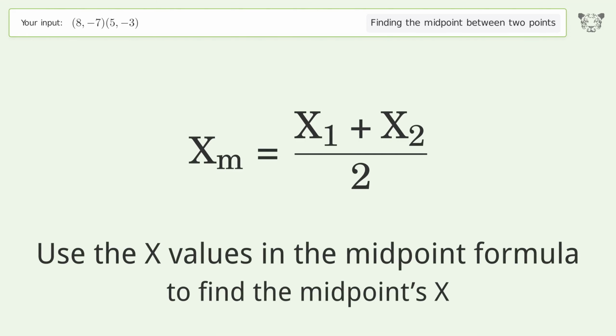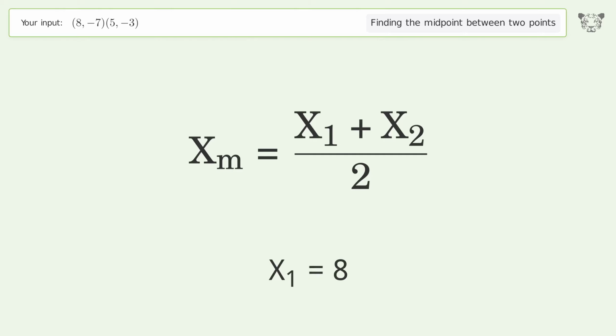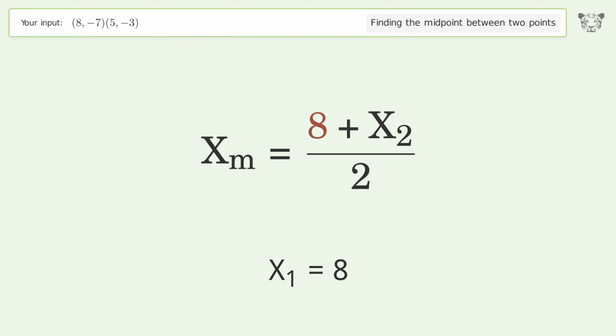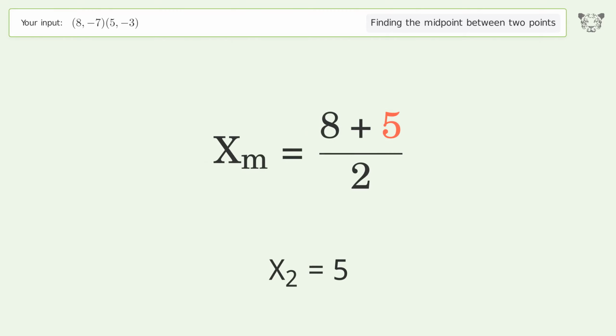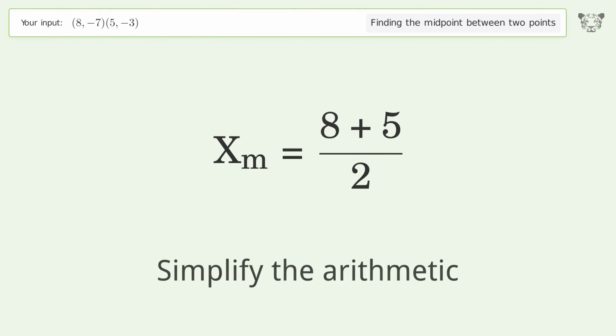Use the x values in the midpoint formula to find the midpoint's x: x1 equals 8, x2 equals 5. Simplify the arithmetic.